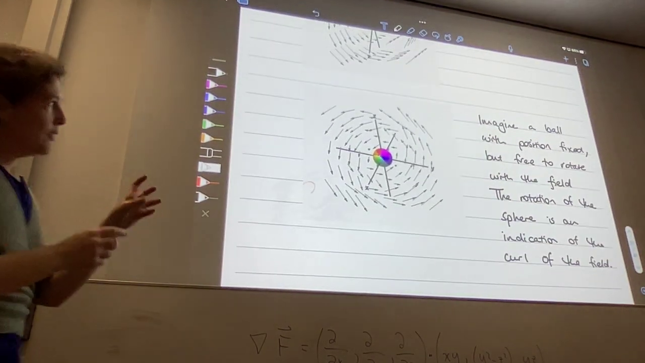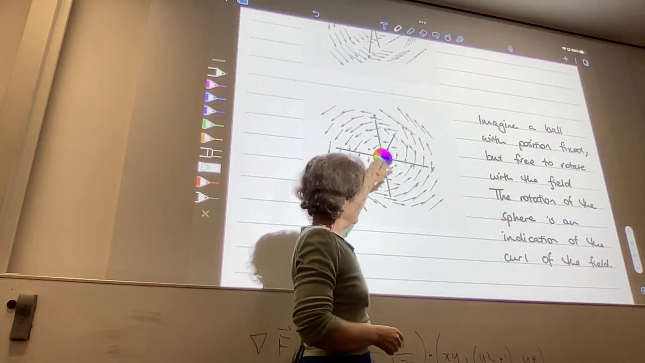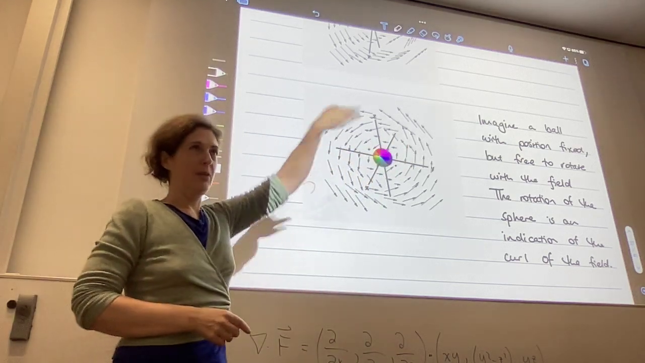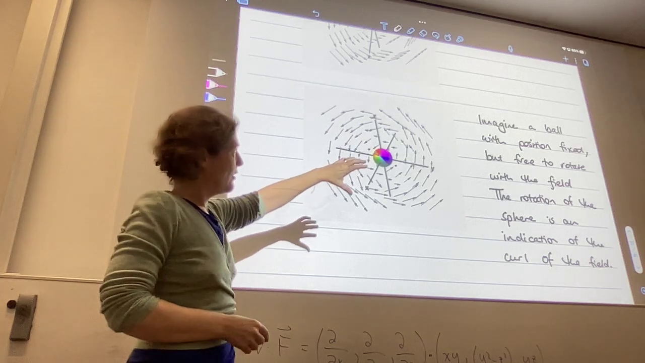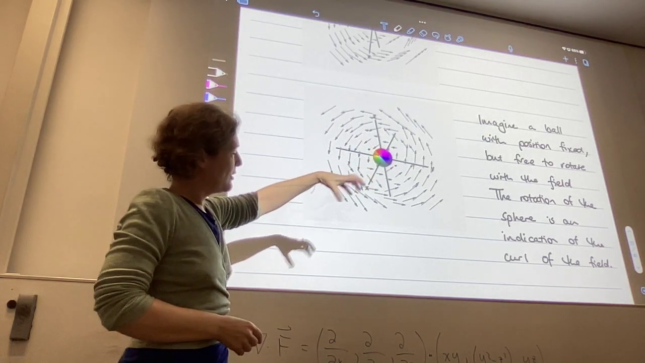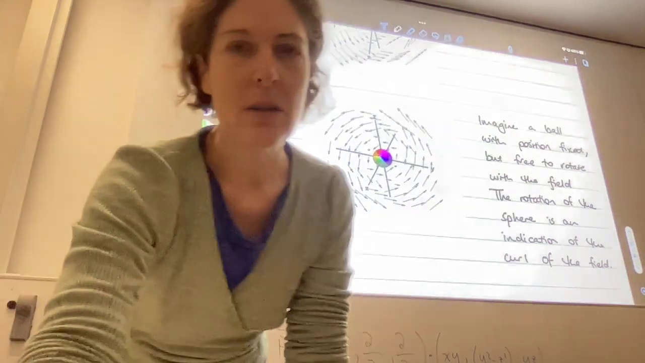And the way you can visualize it again, if you imagine that we're looking at a ball centered over here, in this fluid flow, what would happen to that ball? Well, it would spin. So our curl, because we've got a non-zero curl, it gives you an idea that there's a spin within the vector field.